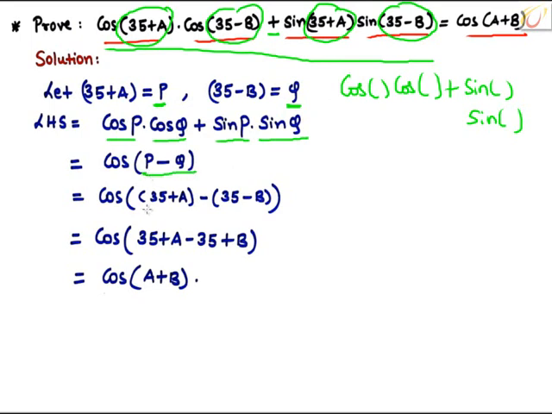Resubstitute P and Q. So you will get cos ((35 plus A) minus (35 minus B)). Please have a look at the use of brackets in this case. Please use brackets properly. If you don't use brackets, you will make an error. So when you open the brackets, you will get cos (35 plus A minus 35 plus B). This minus and this minus becomes plus. So 35 and minus 35 get cancelled. What comes out? Cos (A plus B). There is this simple trick involved in this sum. Let us move ahead with a similar sum.